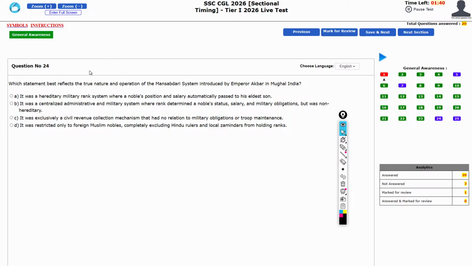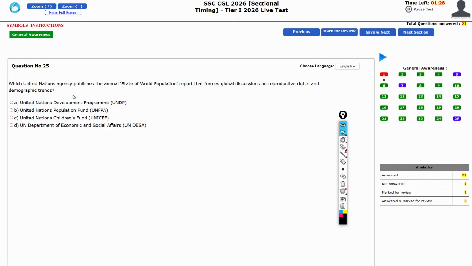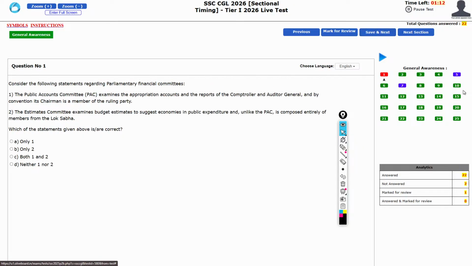Okay. So what statement reflects the true nature of Mansabdari? Its centralized administrative rank, Mansab. So I'll not read anything. Which United Nations agency published the annual State of World Population Report? Okay, this is completely out of my knowledge. So population, right? So demography or something like that.